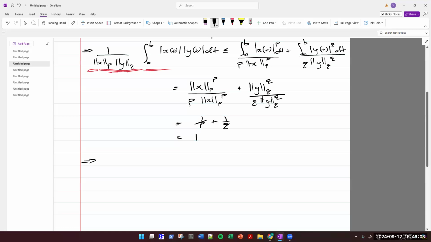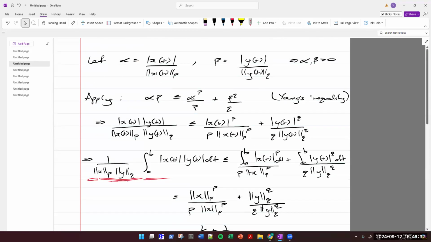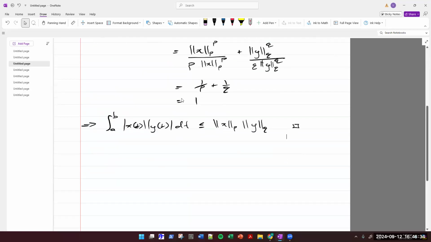So this implies the integral from a to b of the modulus of x, modulus of y, dt is less than or equal, so I multiply through by that, and I get the norm of x, p, norm of y, q, right? So that's what we have to prove. That's Holder's inequality. So straightforward, if you know Young's inequality.